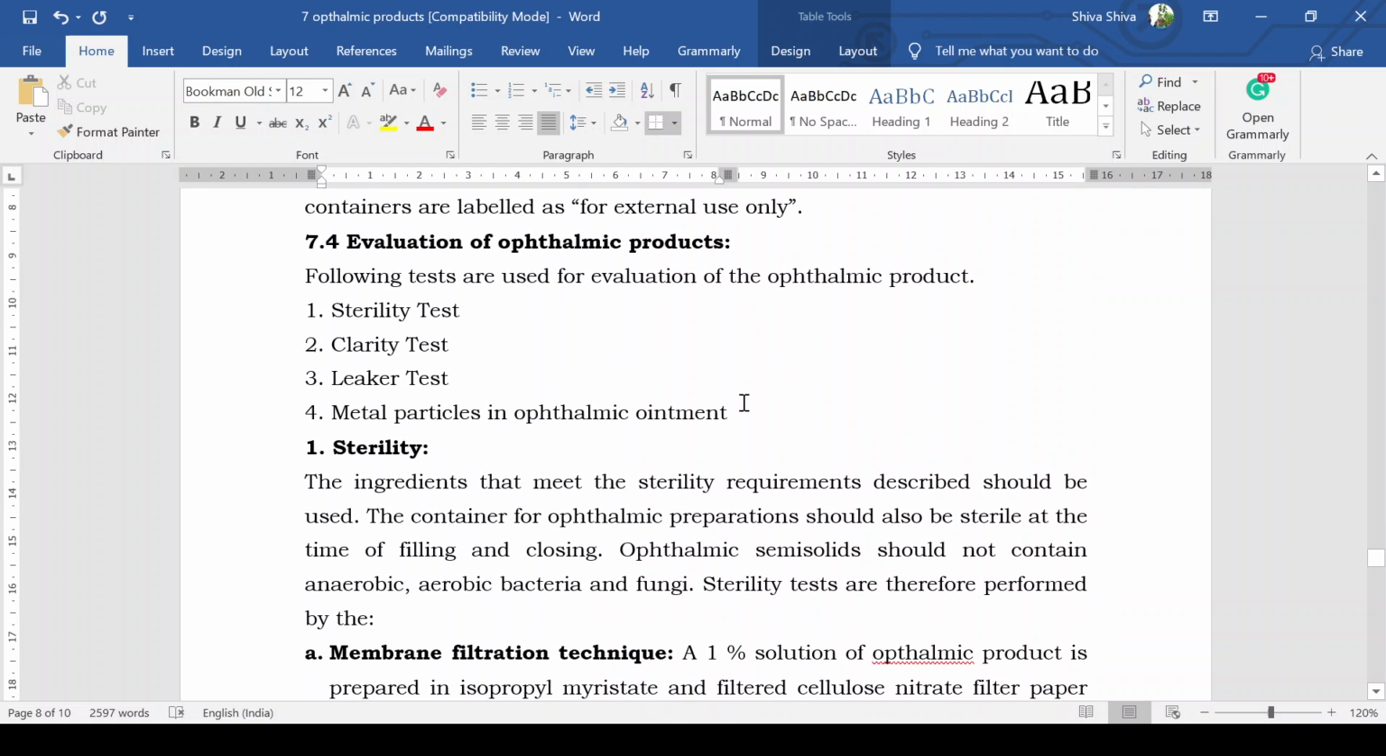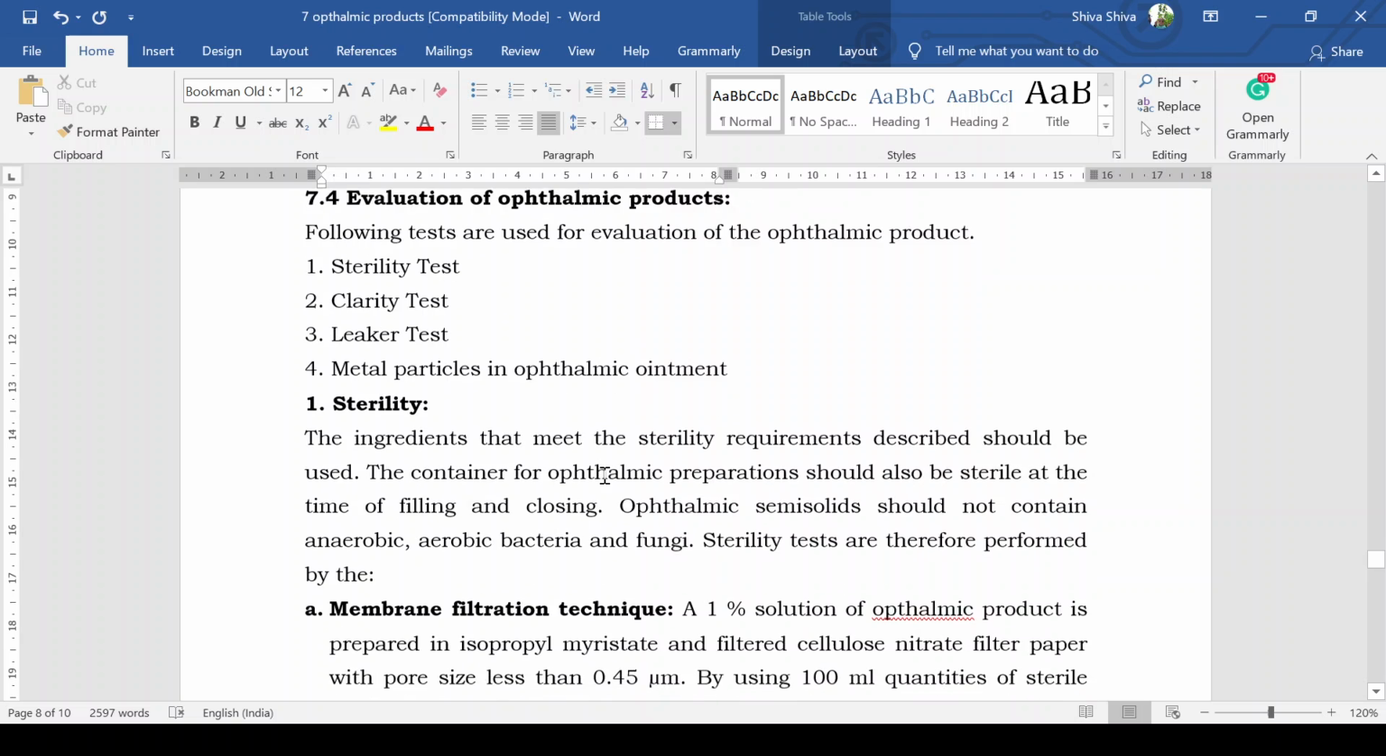Then next point and last point, evaluation of ophthalmic products. So the following tests are used for the evaluation of ophthalmic products. Various kinds of tests are used: sterility test, clarity test, leak test, and metal particles in ophthalmic ointment.